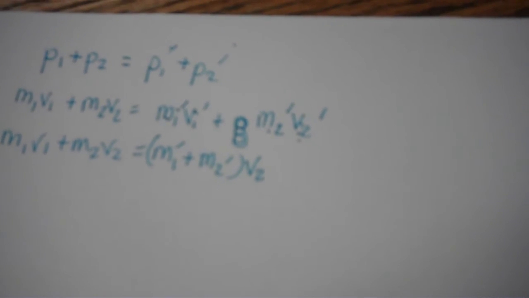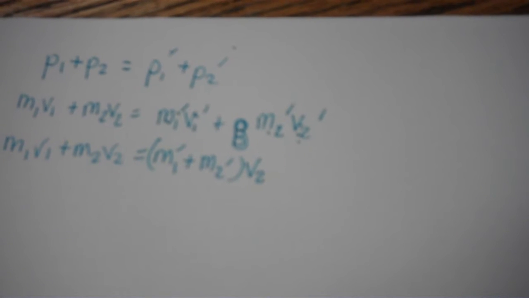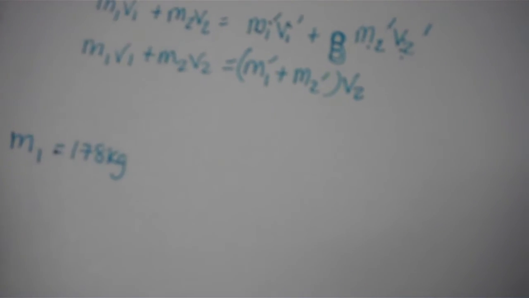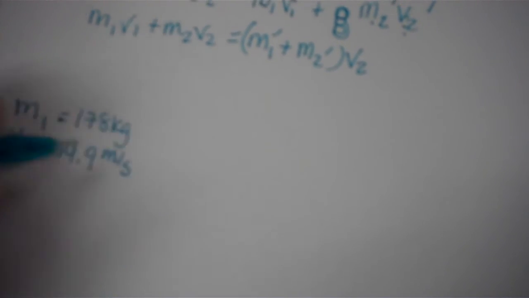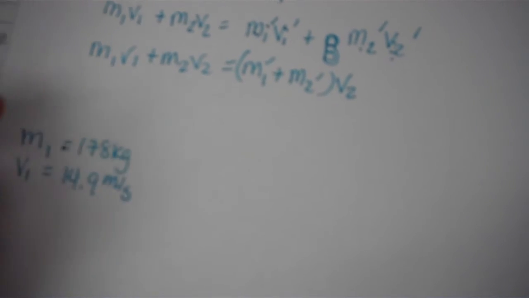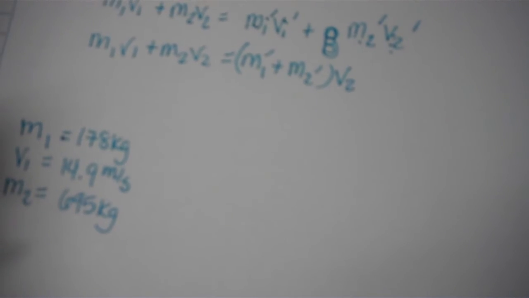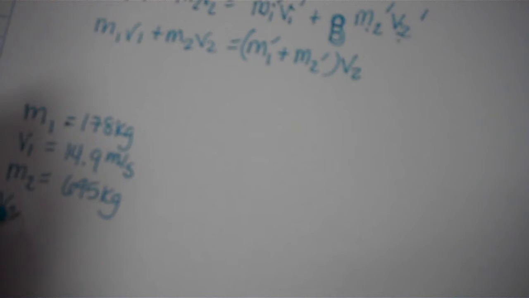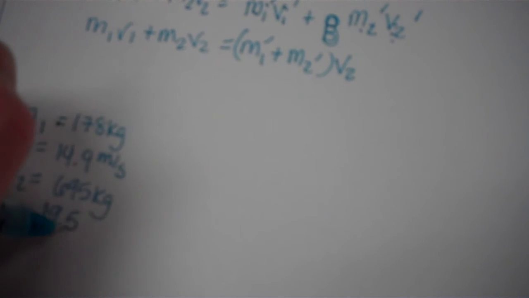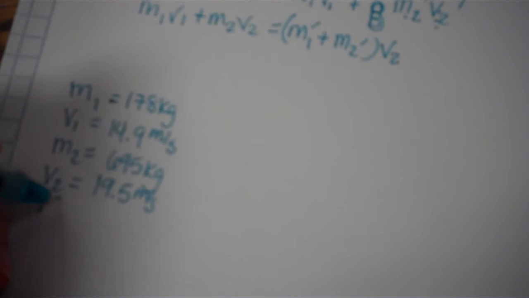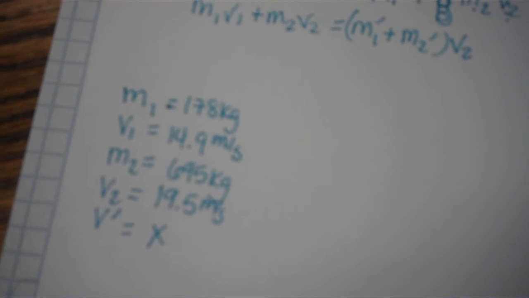All right, so number 8 says two objects collide and join after the collision. Before the collision, the mass of the first object is 178 kilograms, was traveling at 14.9 meters per second north, while the second object, 695 kilograms, was traveling at 19.5 meters per second north. What is the velocity of both objects after the collision? So the velocity after the collision is what we're looking at, because remember, they're joining together.